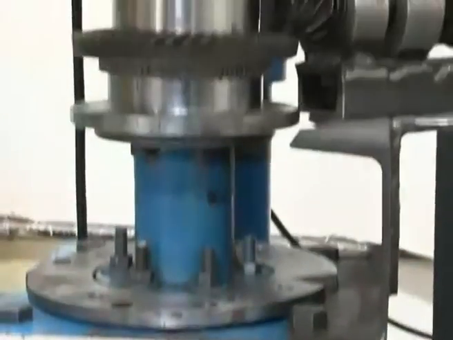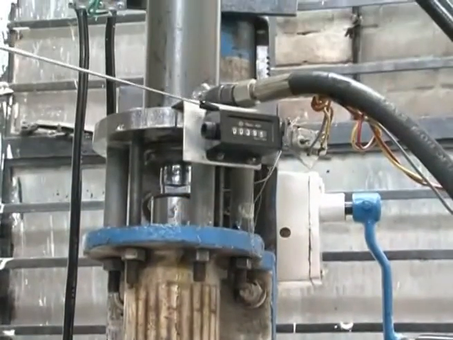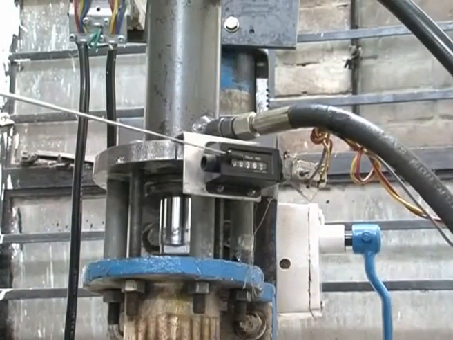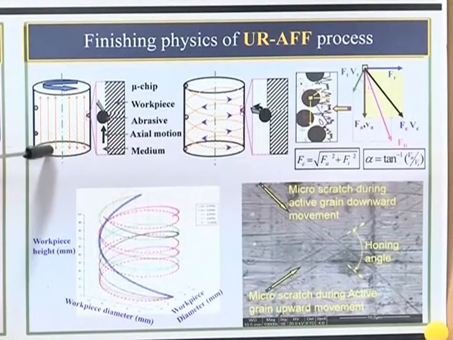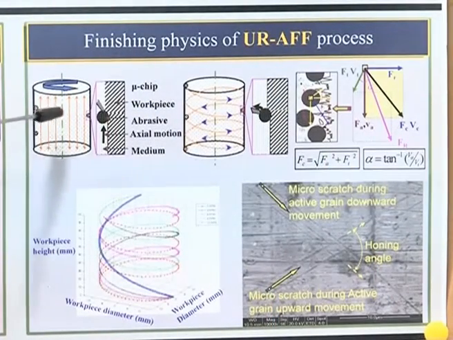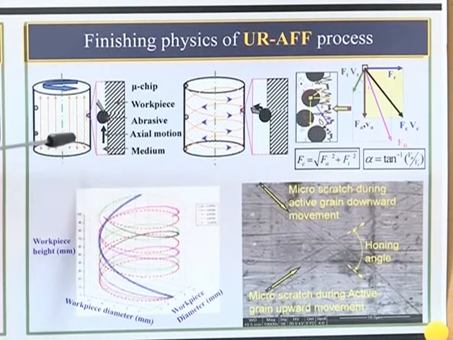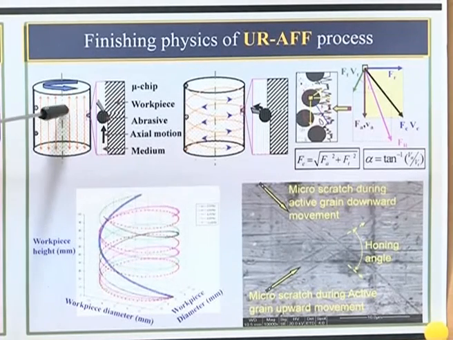The stroke lengths are controlled by the limit switches and the number of cycles is counted in the mechanical counter. In the abrasive flow finishing process, the medium flows from the top medium cylinder to the bottom medium cylinder and from the bottom medium cylinder to the top medium cylinder. So the medium flows in a shortest straight line path. Because of this, the number of surface peaks encountered by the abrasive particle per stroke is very less.